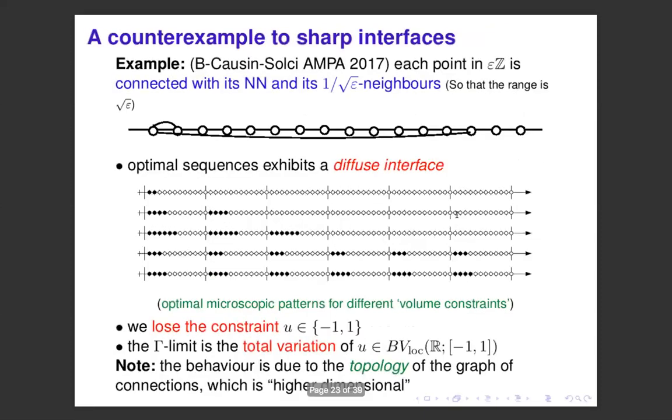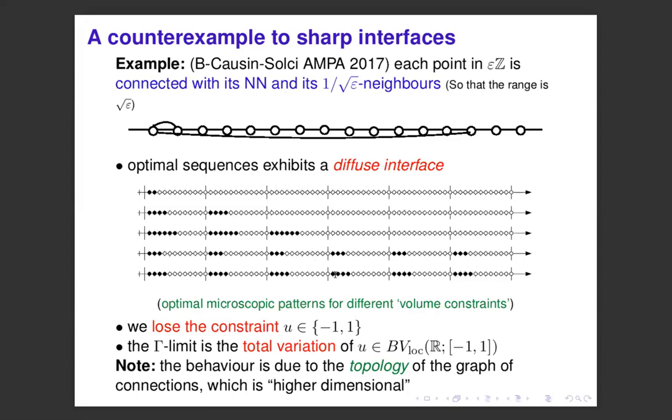But we have an example in which you have interaction between nearest neighbors and 1 over square root of epsilon neighbors. Recall that epsilon goes to 0. So in the scaled lattice, you have this is the epsilon neighbor, and this is the square root of epsilon neighbor. So the range of interaction does converge to 0. But we have seen, together with Andrea Braides and Margherita Solci, that the behavior of the minimal cut problem does not give a sharp interface, but instead a diffuse interface.